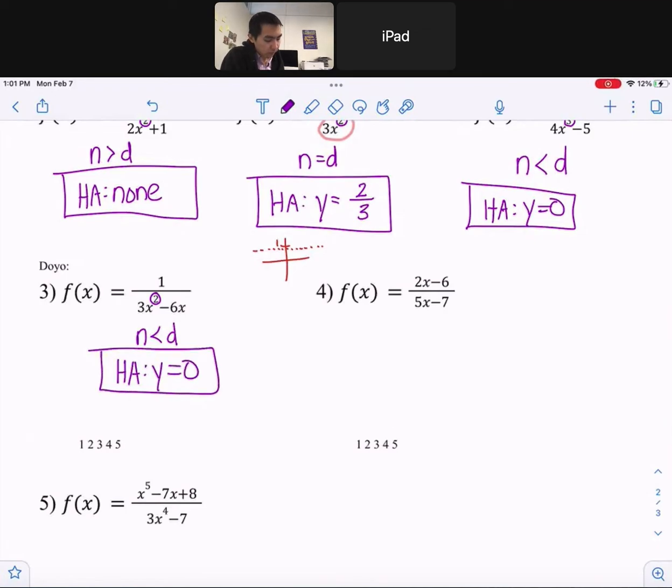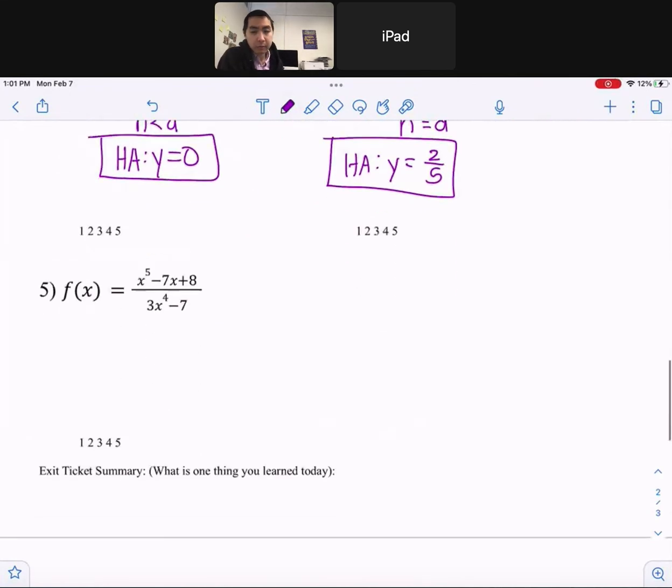For 4, now both of these have degrees of 1. So the numerator is equal to the degree of the denominator. That means you find your coefficients. Y equals the coefficient of this one over this one, 2 over 5. And lastly, number 5, the degree of the numerator is bigger than the degree of the denominator. So that means the horizontal asymptote is none, because the degree in the numerator is higher than the degree of the denominator.